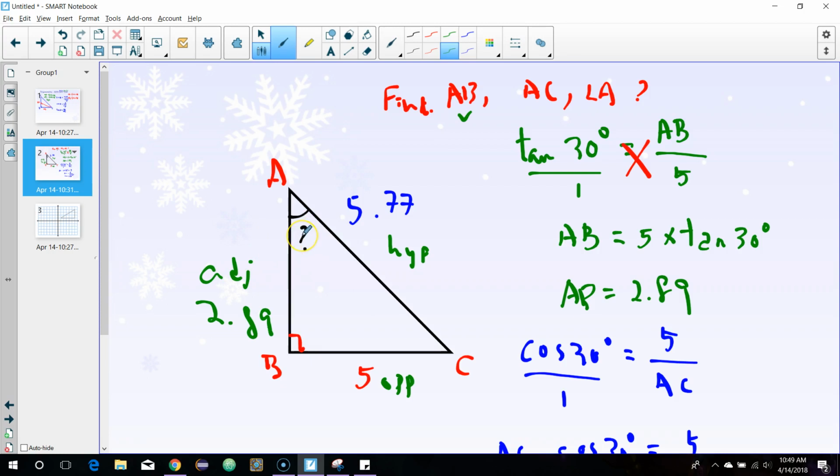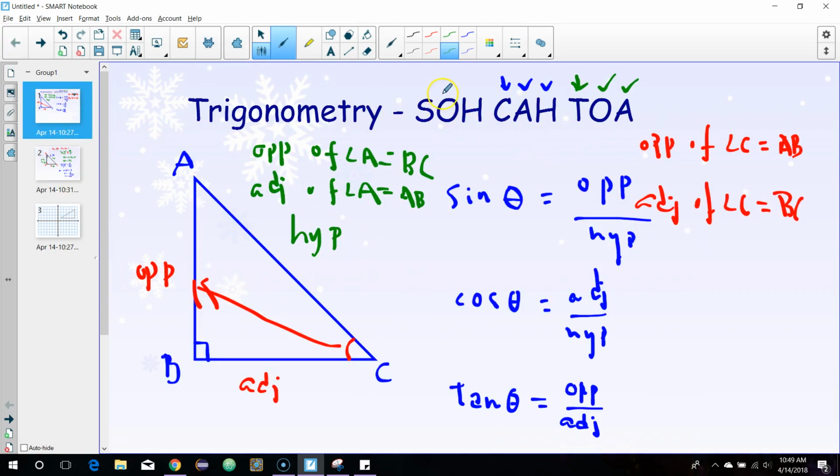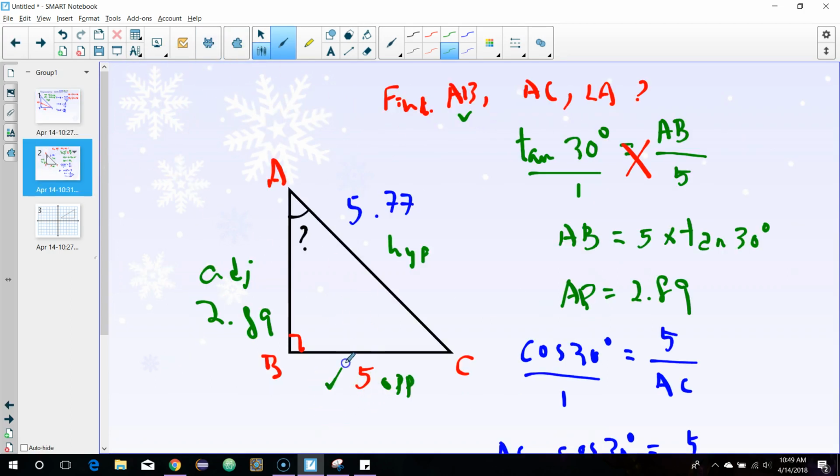So I want to find angle A. I have all the sides already. It doesn't matter which one you want to pick, but we've never done the sine. So we are going to use the opposite and the hypotenuse to find out what the angle is. I'll write this out just like before. Sine of angle A is equal to my opposite, which is 5, over 5.77.